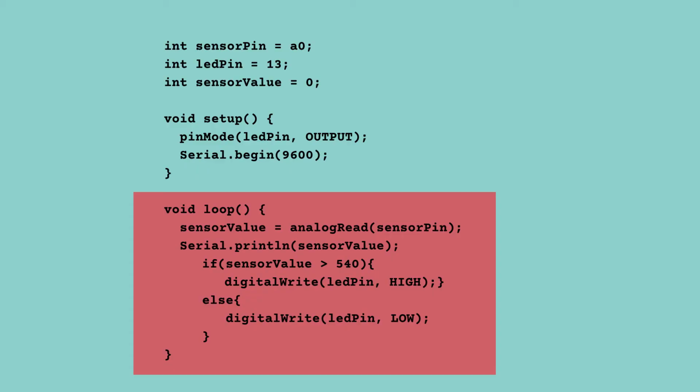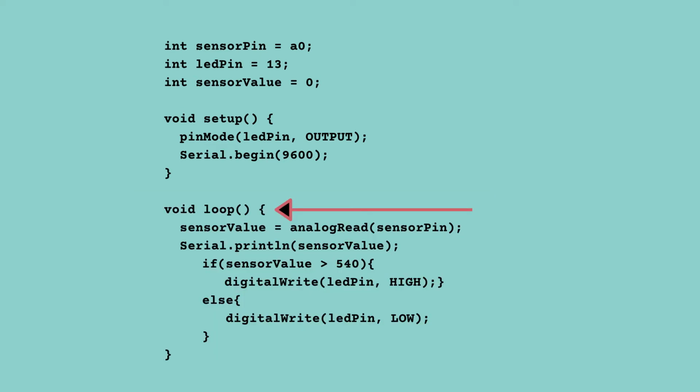The second main component of the code is the loop. This is the part that gets repeated over and over and over again. In this line, we command the Arduino to start the loop.